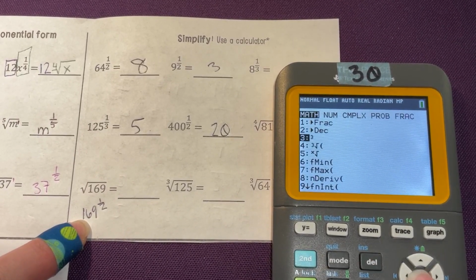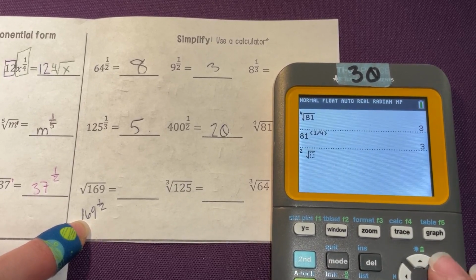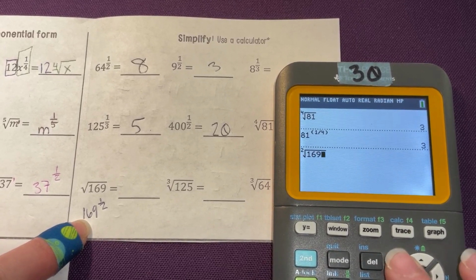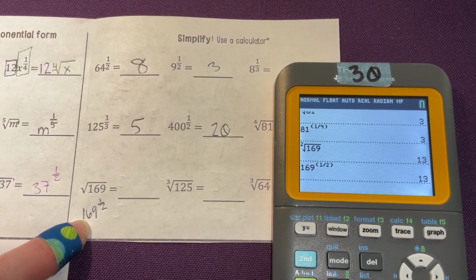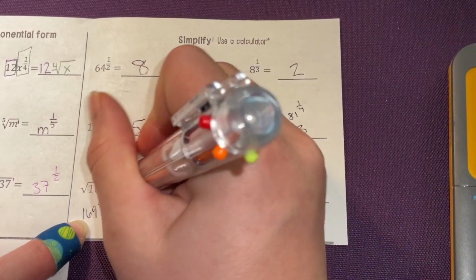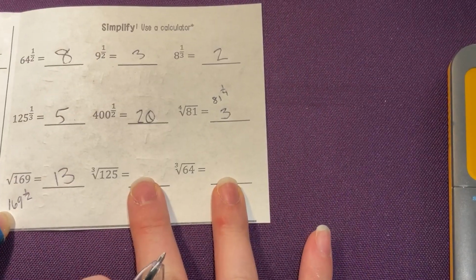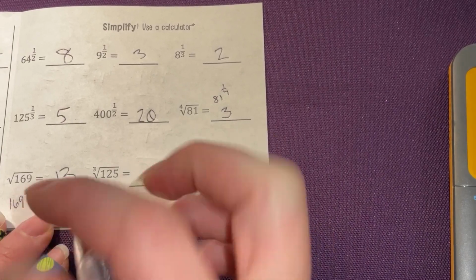So I'm gonna hit math, go down. There's an invisible 2 there with 169. And I got 13, or I can do 169 to the 1/2. And I also get 13. So once again, both are good answers. I want you guys to try these two on your own.